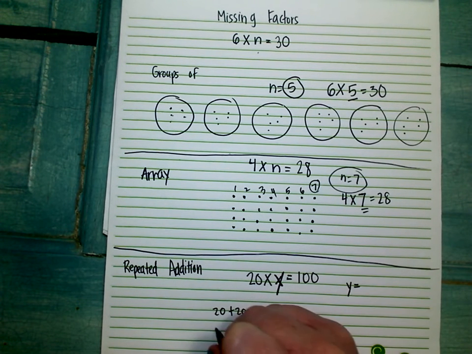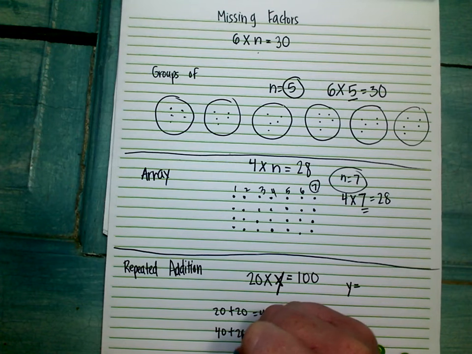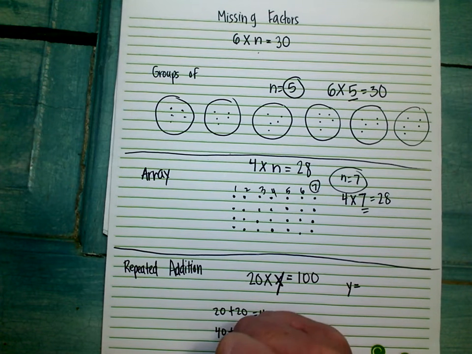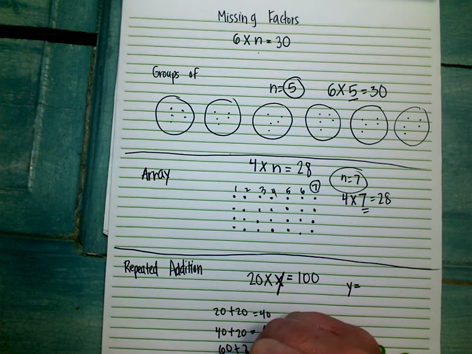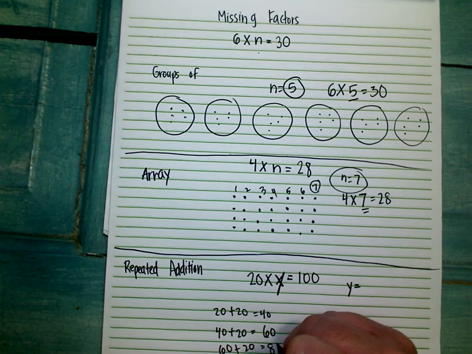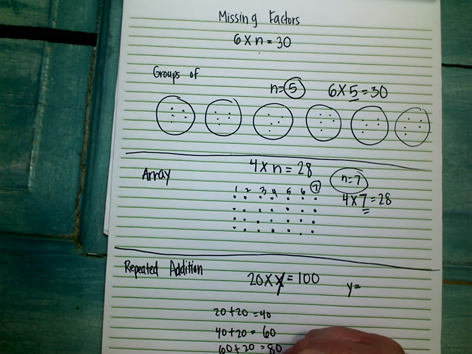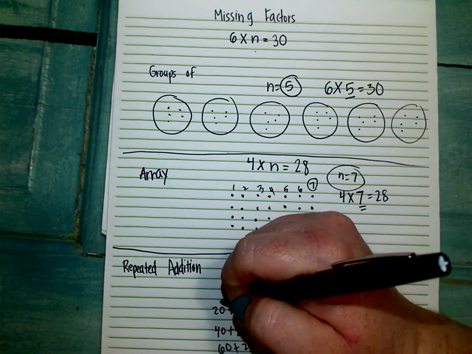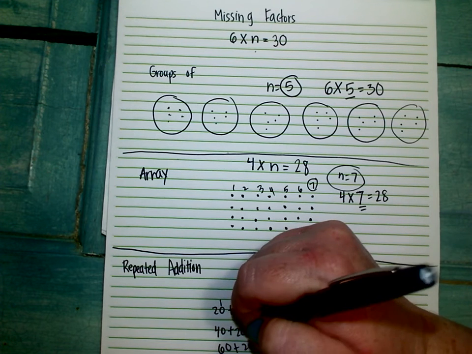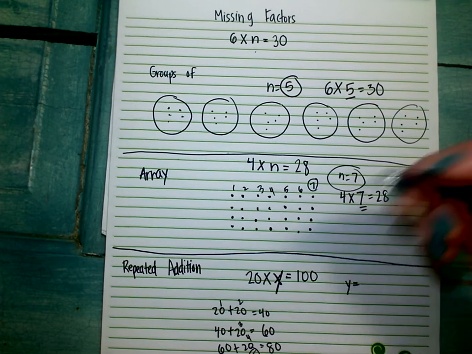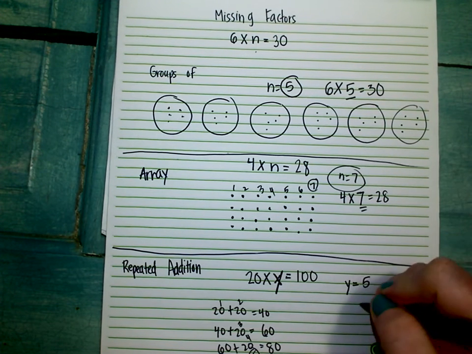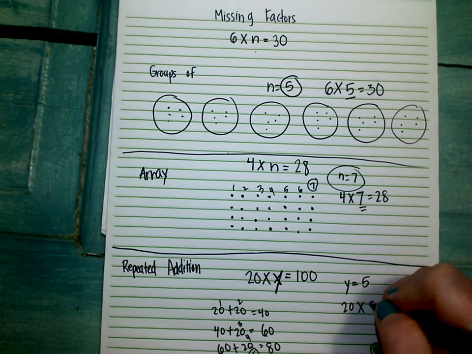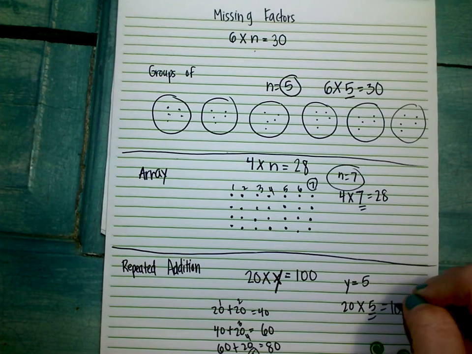Okay, well, 40 plus 20 equals 60. 60 plus 20 equals 80. 80 plus 20 equals 100. Oh, there I'm at 100. So how many 20s did I do? I did 1, 2, 3, 4, 5 20s. So my answer for y is 5. So 20 times 5 equals 100.